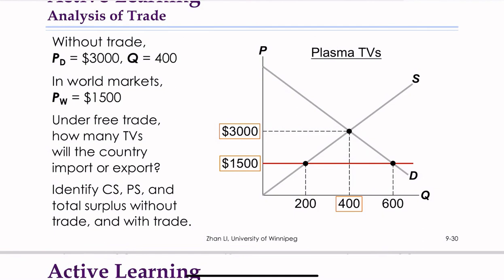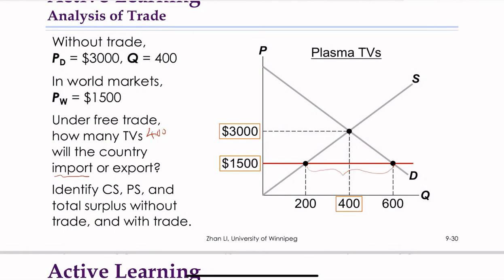First, you can see that the domestic price is actually higher compared with the world price. So in this case, this country should become an importer, right? So the country should import TVs. To be more precise, if the world price is 1,500, the quantity imported would be the difference between the quantity demanded and the quantity supplied. So it's 600 minus 200. So the answer here is 400 TVs will be imported, right?